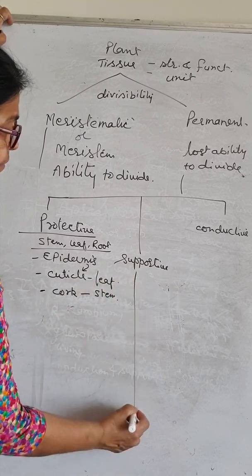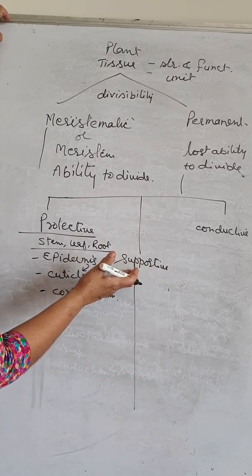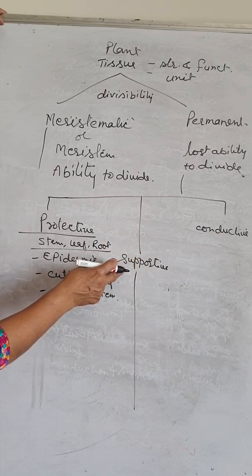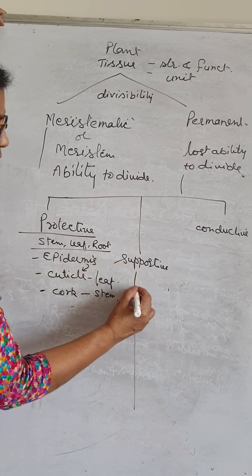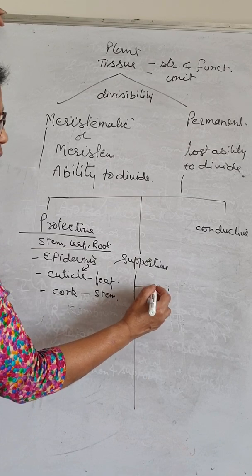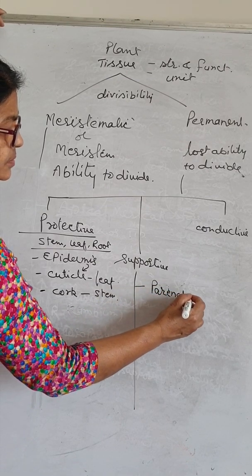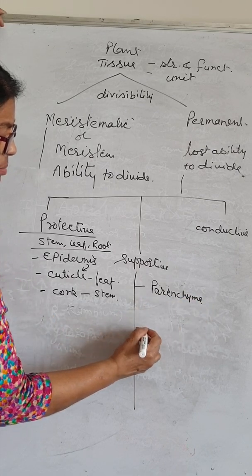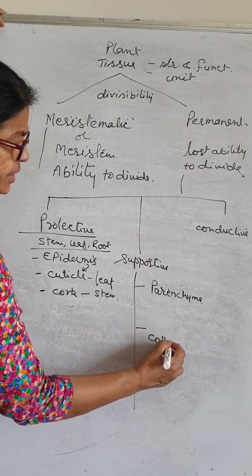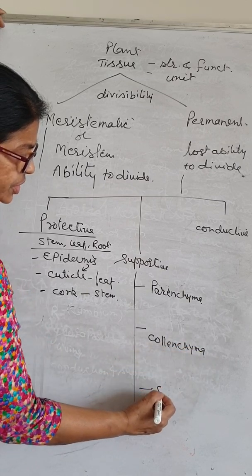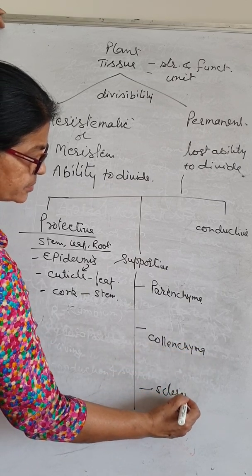The supportive tissue, as the name describes, provides support to the plants. They are of three kinds. Number one, parenchyma. Number two, collenchyma. Number three, sclerenchyma.